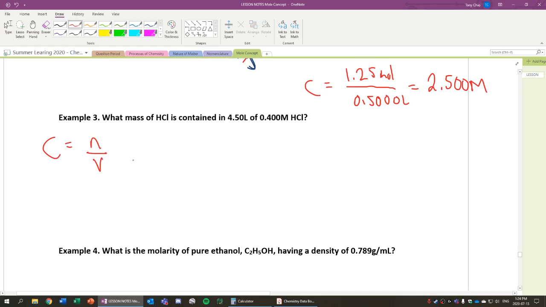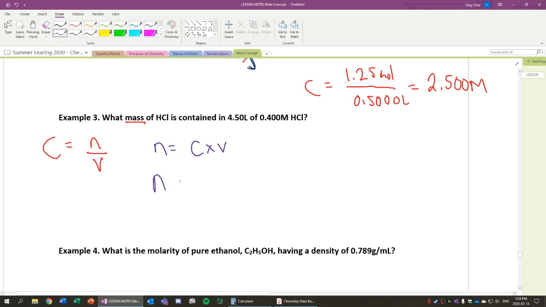How can you solve for M, the mass? Because here, none of it is mass. Well, to solve it, you have to get to moles, because once you find moles, you can always convert to mass. So how do you get to moles? Moles, N, is equal to C times V.